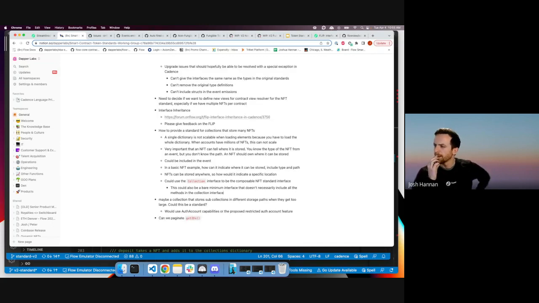I think I might explore that a little bit too, with the standard. I kind of like that idea of making this composable NFT interface.